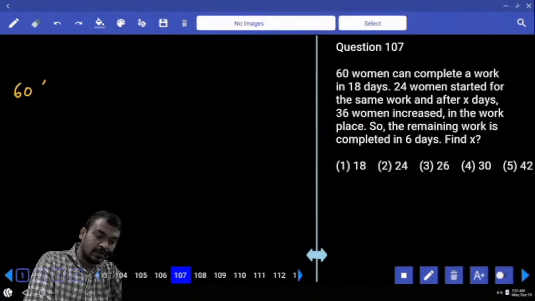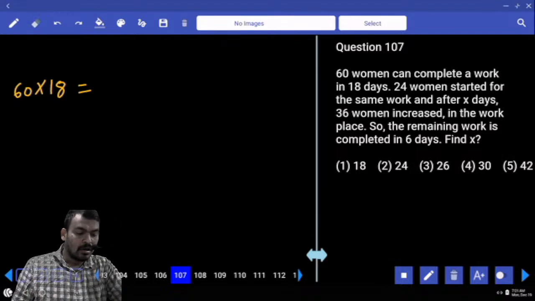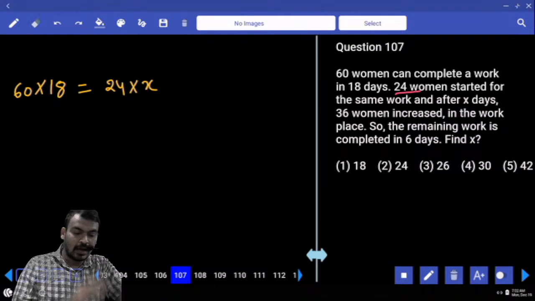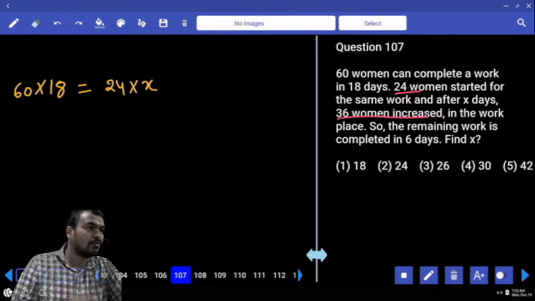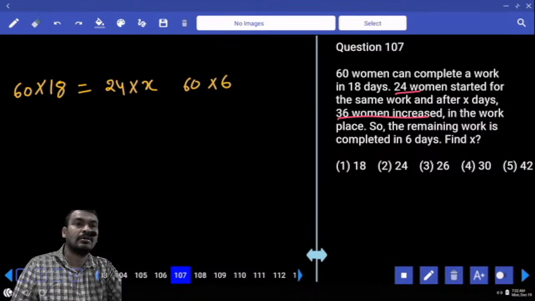18 days. Then we write total work as 60 into 18. Out of the 60, how many women are working? 24 women. 24 women are working for some time or the total time? Some time. But after X days, how many women are added? 36. Already 24 plus 36, total 60 women. That 60 women are working for how many days? 6 days.